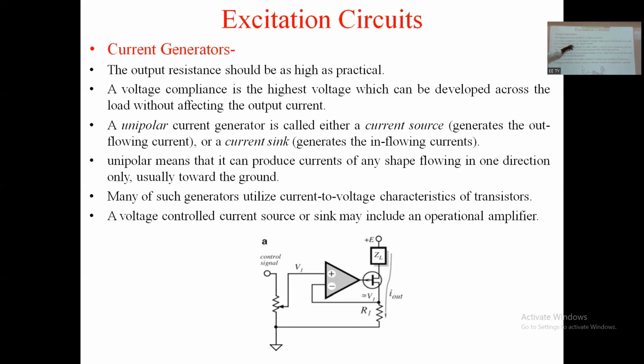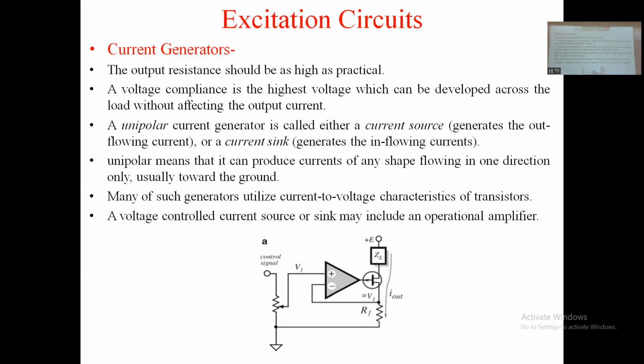Voltage compliance is what? It is the maximum voltage or highest voltage which can be developed across the load. Because of that constant current, whatever resistance the load has, according to Ohm's law V equals IR, the voltage generated there is nothing but compliance voltage. That voltage is nothing but the highest voltage which can be developed across the load without affecting the output current. The maximum voltage generated on the load side without affecting the output current is nothing but voltage compliance.